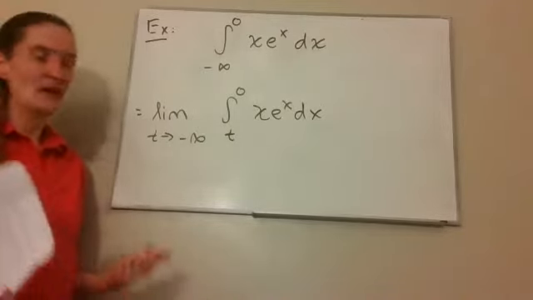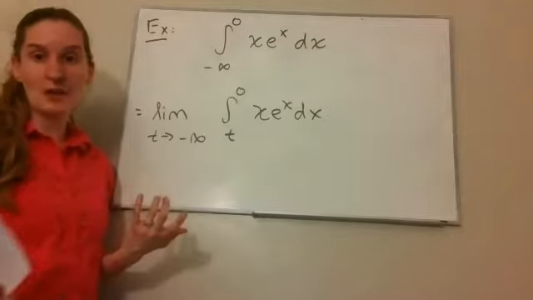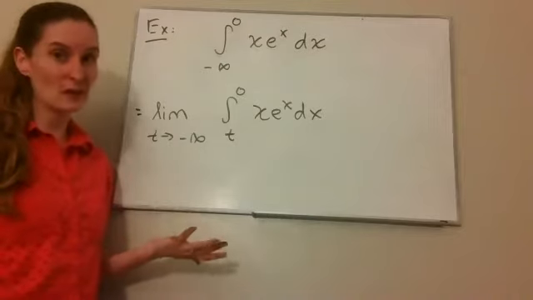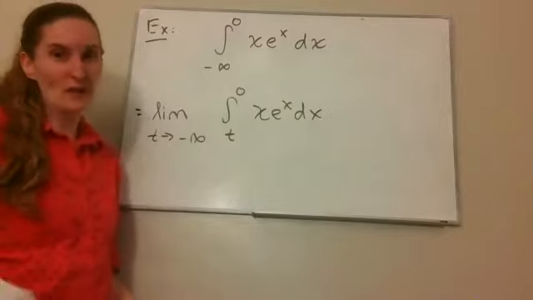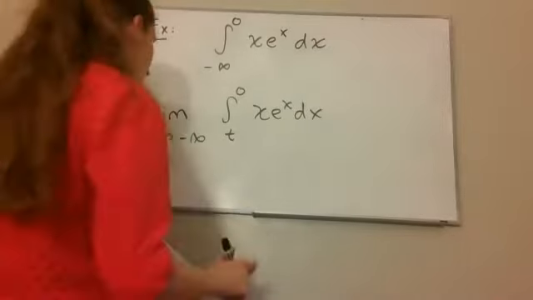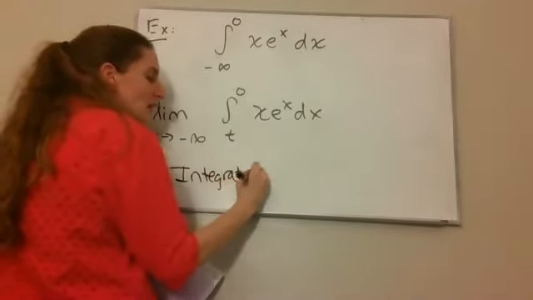Integration by parts. So yes, even when doing improper integrals, you might have to use integration by parts, trig identities, trig substitution, regular substitution, even partial fractions. All of that is completely doable using improper integrals. But this one is integration by parts.